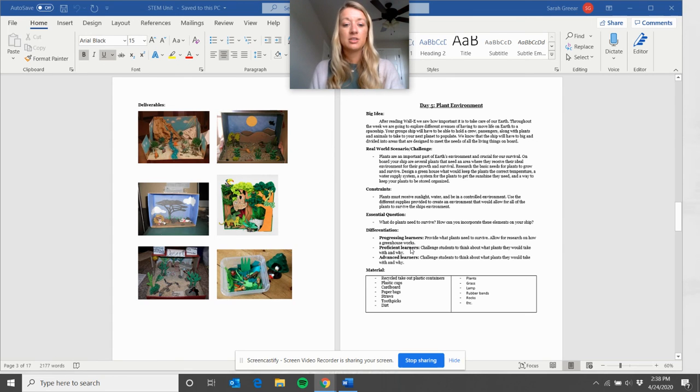As you can see in some of the student examples, students can become creative when trying to determine what would be best suitable for each habitat that they create.